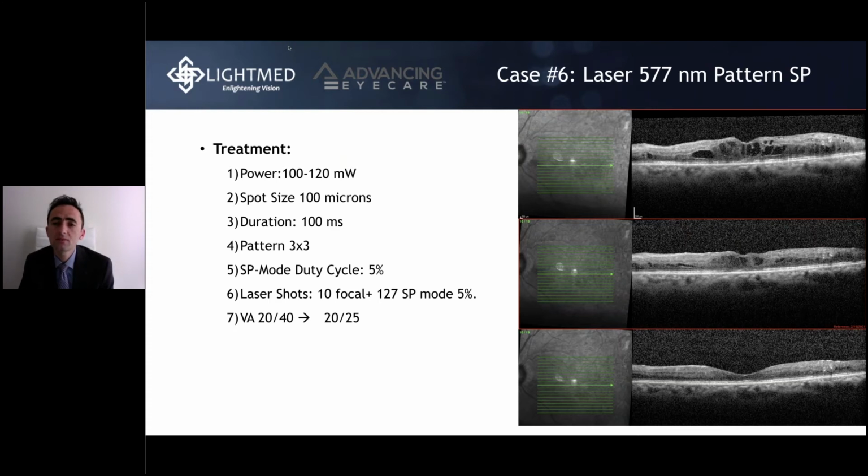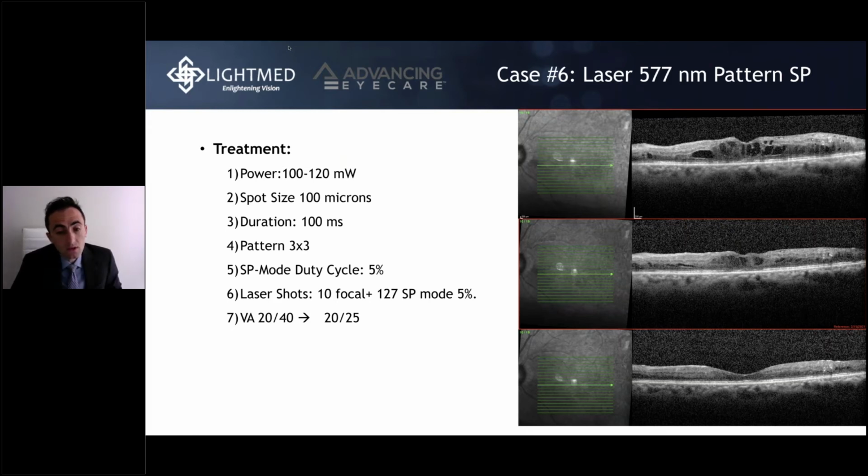Case 6, basically this is a patient that I applied the 577 nanometer yellow laser within the macula, and I did apply the pattern mode on the laser, of course using the SP mode as well. What I mean by that is we did the SP mode, which is 5%. That tells you that the laser is on 5% of the duty cycle. But on top of that, we did the pattern, which is 3x3, which means that you can apply 9 spots all at once.